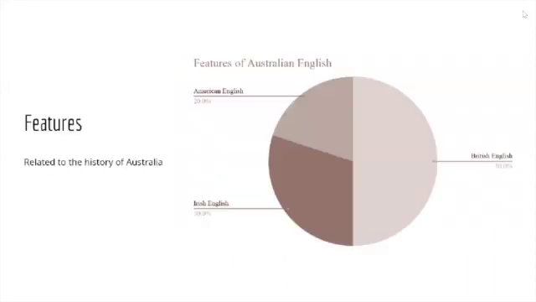Talking about the features of Australian English, when compared to other English accents, Australian English is blended with features of British English, Irish English, and American English. This can be explained through Australia's history.